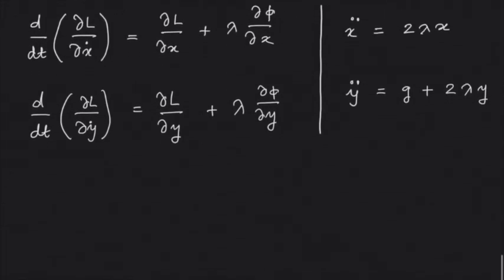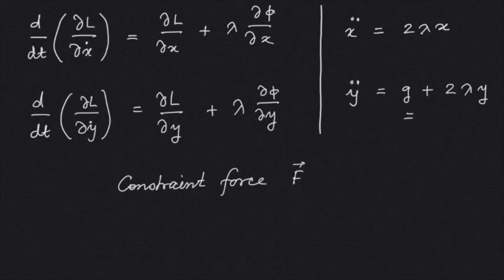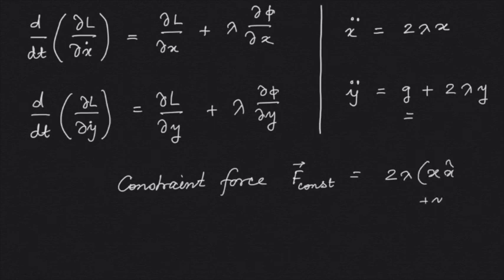Okay, so you see, in this case we know what the external force is. The external force is only g, so we can directly read out the constraint force. This is just for understanding. The constraint force F_constraint is 2λ(x x̂ + y ŷ). This part is in the x direction, this part in the y direction. This is acceleration in x, acceleration in y. Mass is 1 in our case. So this is the constraint force.